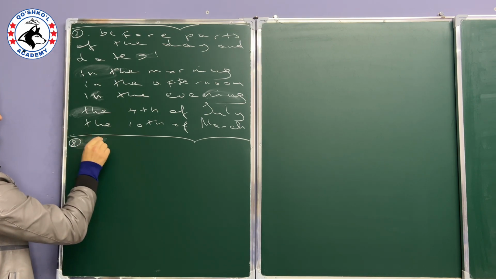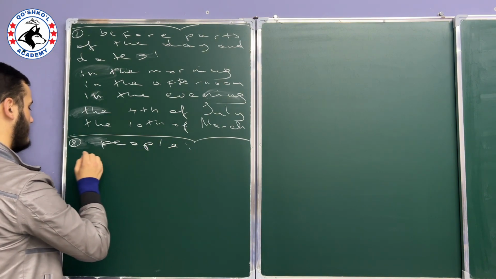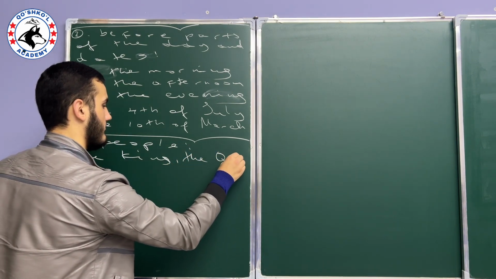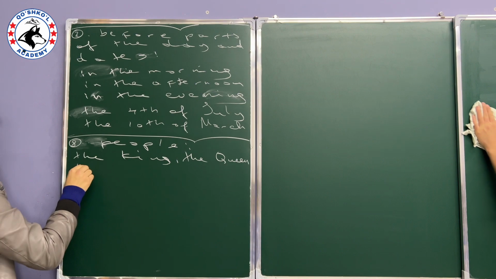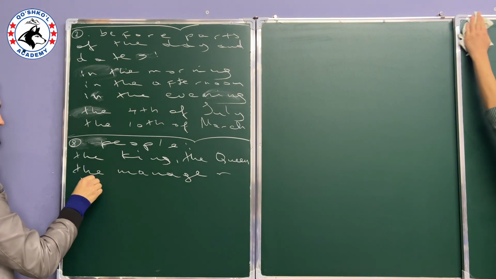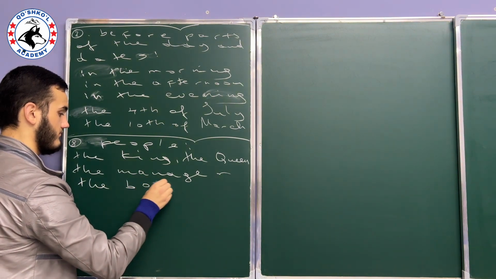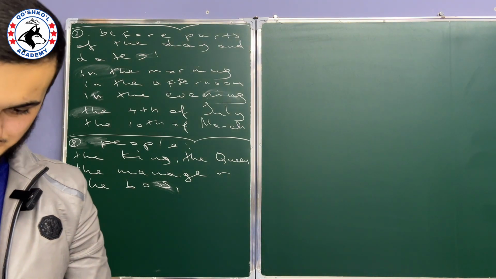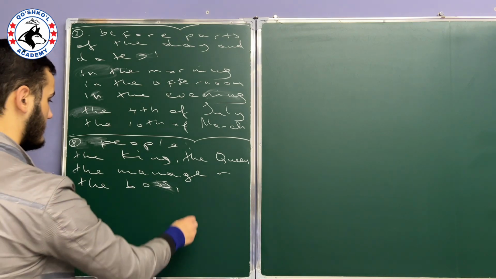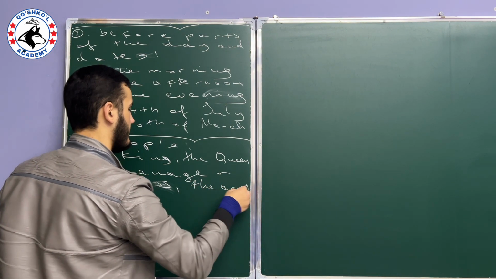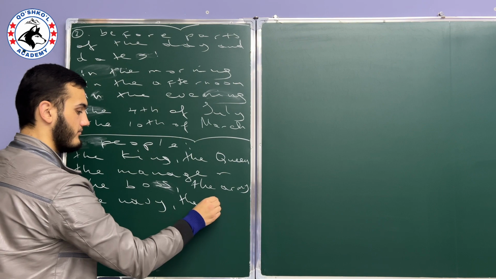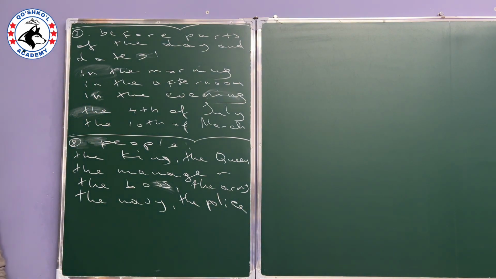Before people, like the king, the queen, the manager, the boss, the sultan, the army, the navy, the police, the army, the navy, what? The police, the worker, nope.